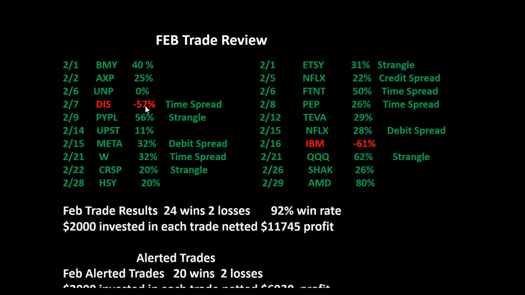But the key thing to look at is how much we are making on these trades. And again, we have losers. That's very critical to understand. Nothing's 100%. You're always going to have losers. It's also important to understand that the percentages you're going to see on most of your trades are going to be in the 15 to 50% range. That's typically what we're going to get.